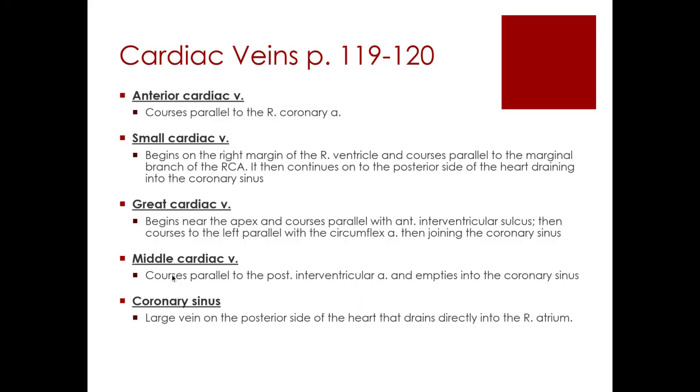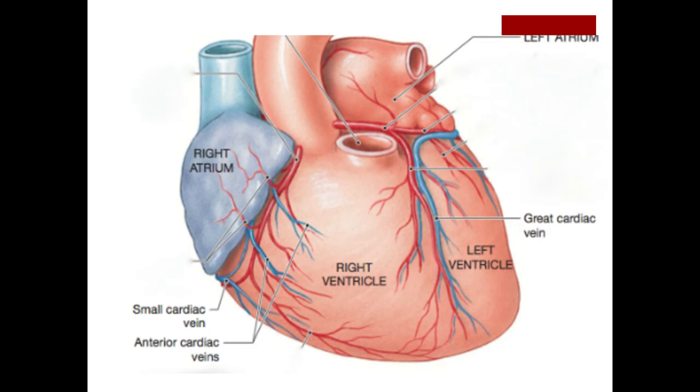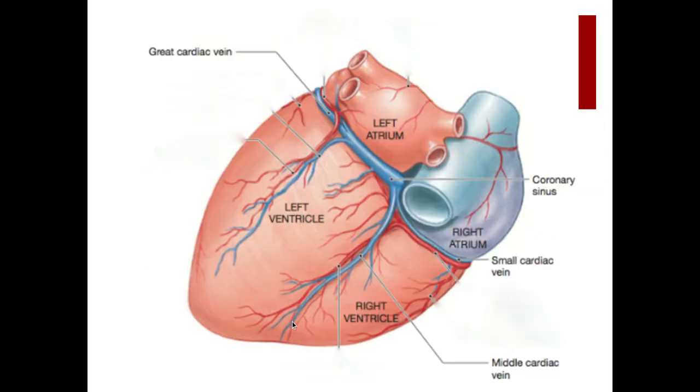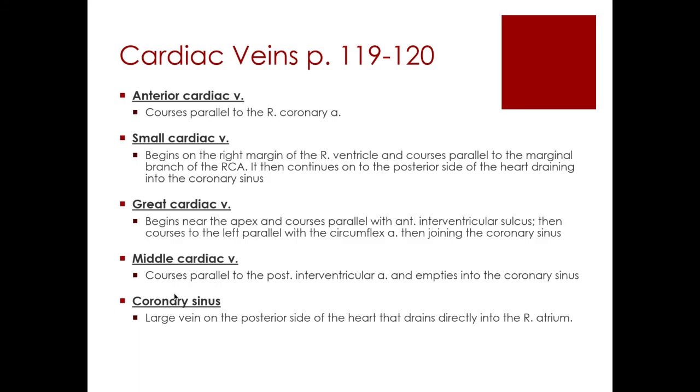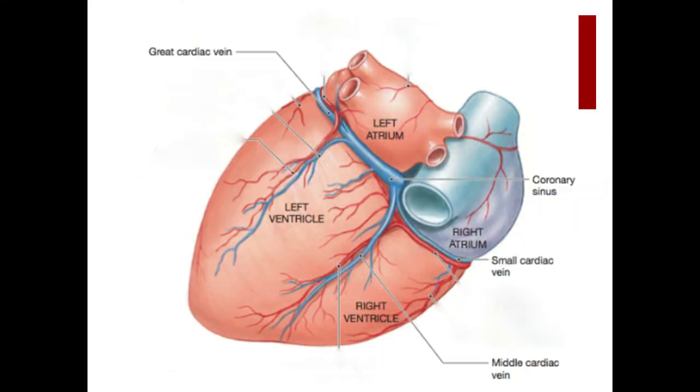We also have middle cardiac vein, which is found in the posterior interventricular sulcus with the artery as well. That's on the posterior side. So right here is our middle cardiac vein. And it's going to go all the way up here. And then our final one is called the coronary sinus. So this is a large vein. So we saw the opening in the right atrium. It's on the backside. This really big vein right there is the coronary sinus.